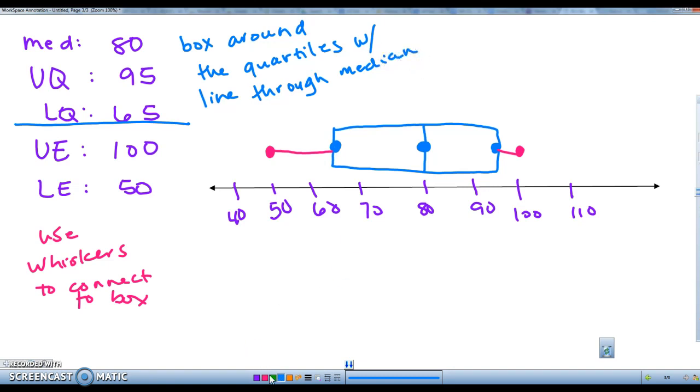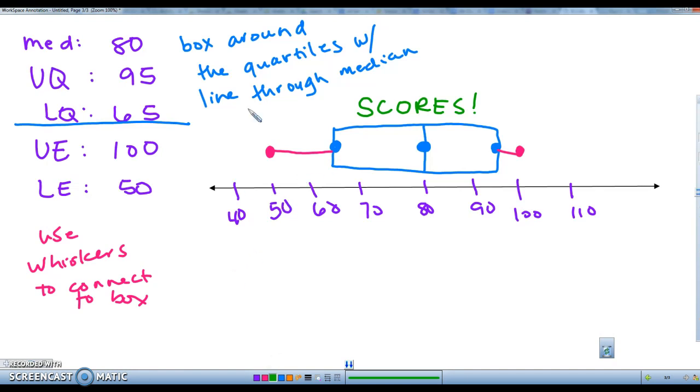And of course, for every plot we draw, we want to have some kind of title. So if you remember, my data had the title of scores. I'm going to use that same one for my box plot, or box and whisker plot. Okay? And that is how we draw a box and whisker plot.